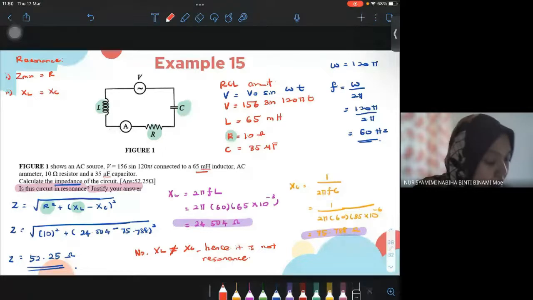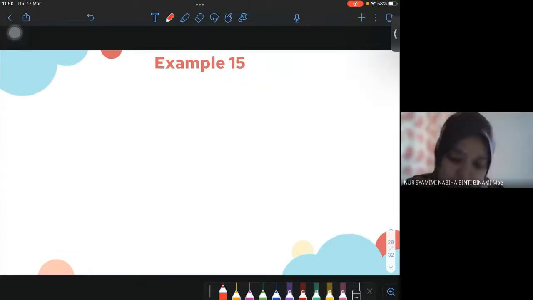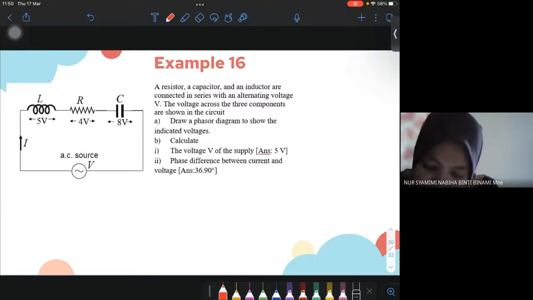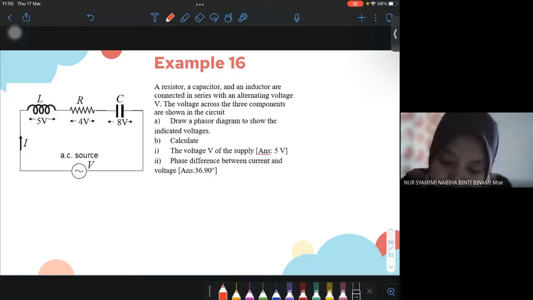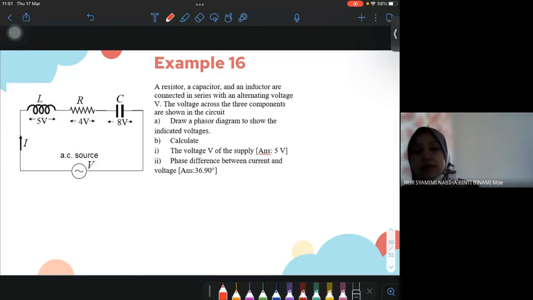Okay, alright. So ada example 16. Example 16, kita boleh buat sekejap. A resistor, a capacitor and inductor are connected in series with an alternating voltage. So we have an LRC circuit. Draw a phasor diagram to indicate the voltages. So kita nak lukis RCL circuit.